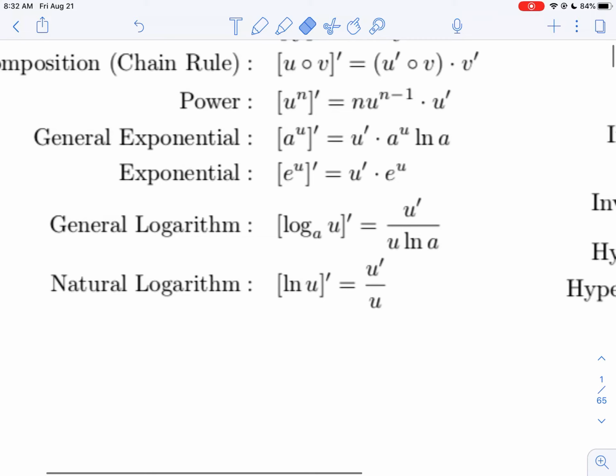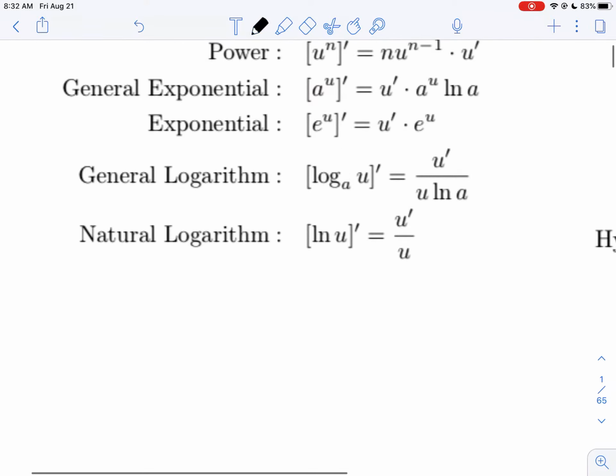A general exponential rule. This is a constant raised to a function. That's different than up here, which is a function raised to a constant, right? You don't use the same rules. Power rule is function to constant. General exponential rule is constant raised to function. The exponential rule itself is when the base is e specifically.